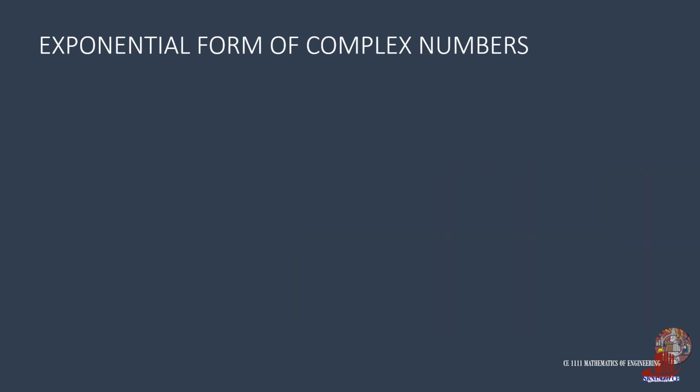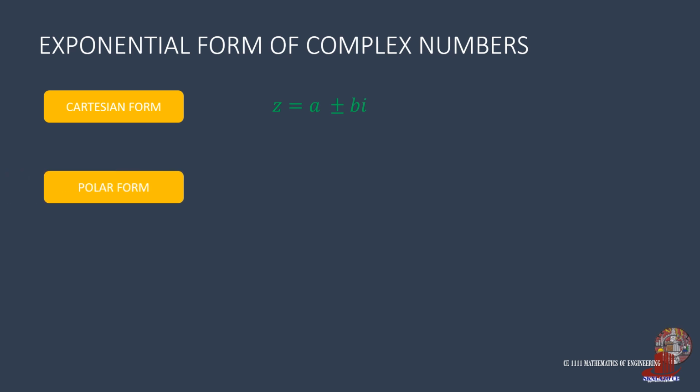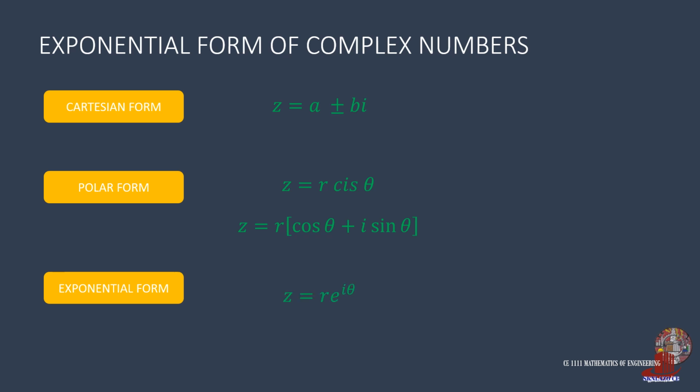Let's now review all the notations of complex numbers. First is the Cartesian or rectangular form, which is presented as z equal to a plus or minus b times I. The second notation is the polar form, which is z equal to r cis theta. This is expanded as r times cosine of theta plus I sine of theta. Then the third notation is the exponential form, which is z equal to r times e raised to I times theta.